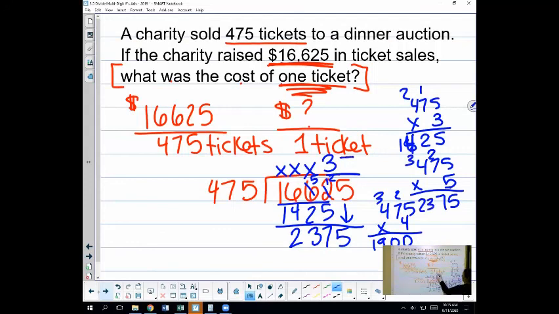So the answer is 3 and a 5. How much is the cost per ticket? $35. That is reasonable. Very reasonable.